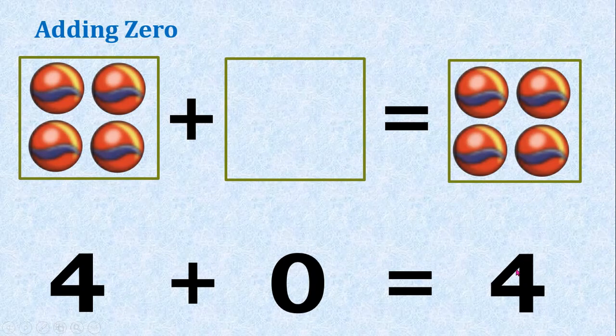That means when we add 0 to any number, the value of the number will not change. It remains the same. The number remains the same on adding 0 to it. It could be any number.